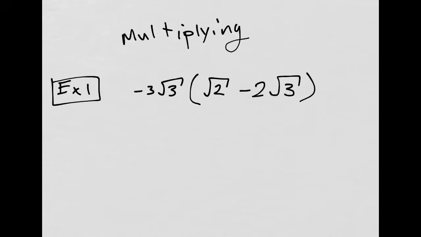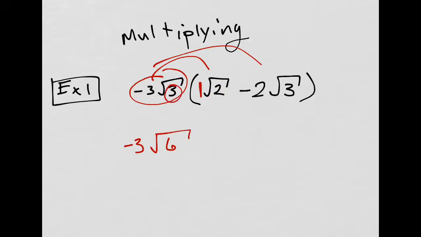The first thing I would do is, if there is nothing in front of a radical, it's actually a 1. And then I'll multiply the insides with the insides and the outsides with the outsides. So this gets distributed. So negative 3 times 1, outsides with outsides, that would be negative 3. And then the inside, 3, times the inside, 2. So that would be square root of 6, because 3 times 2 is 6.